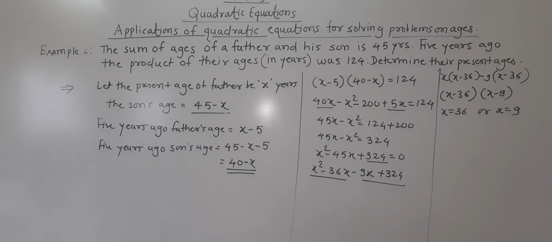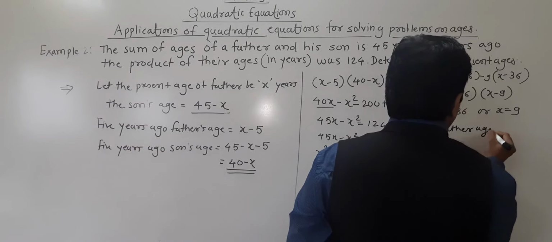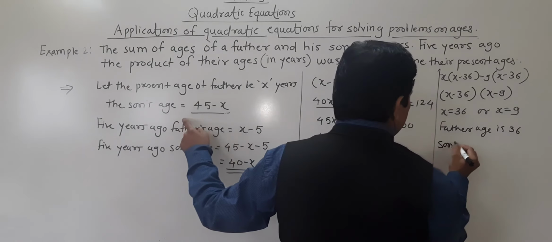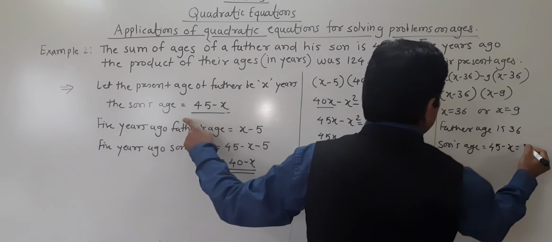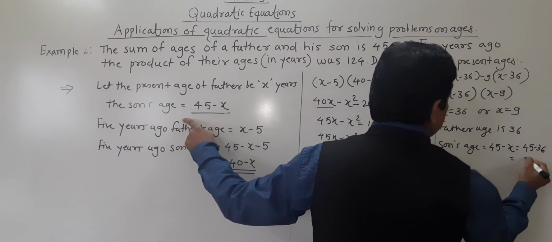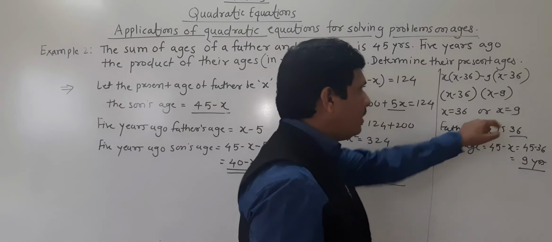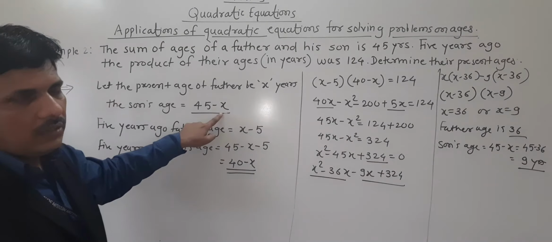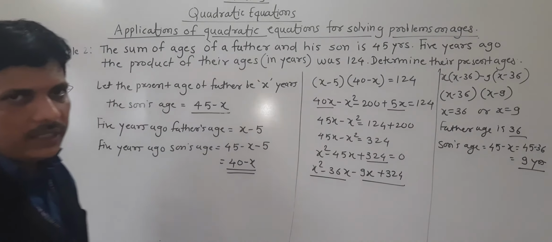Understood? So here when father's age is 36 years, that time son's age will be 45 minus x, that is 45 minus 36, that is 9 years. Okay, and this is the correct answer, 36 and 9. If you take 9 here, father's age can't be 9, understood, and 45 minus 9 will be 36. Okay, so that is a wrong answer. So the correct answer is 36 and 9 years.